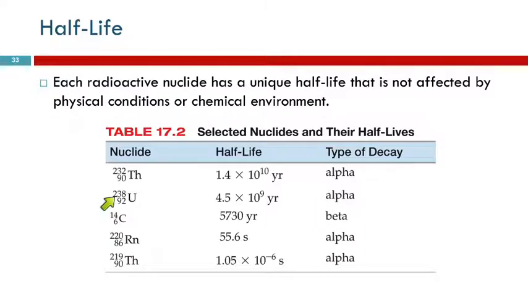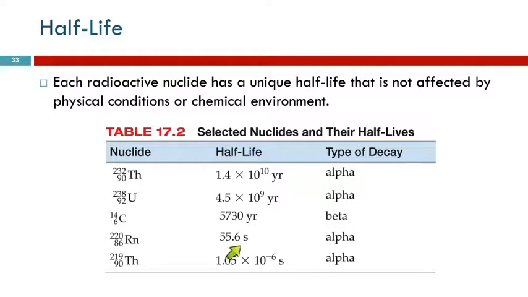Uranium-238 also does alpha decay. That would be 4.5 billion years. Carbon-14, 5,730 years. So after 5,730 years, half of it's not carbon-14 anymore.